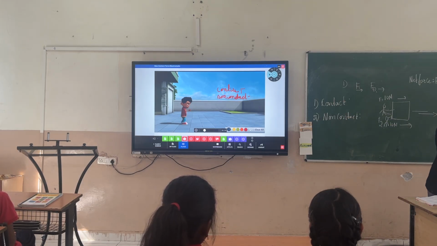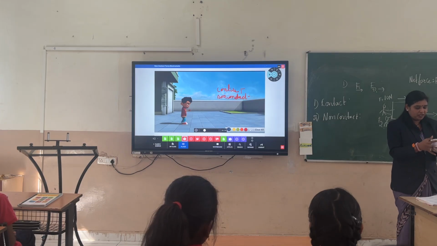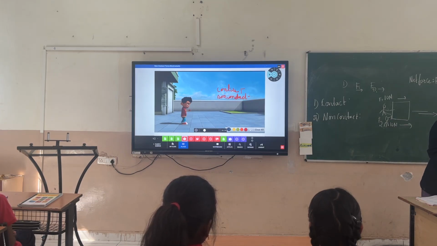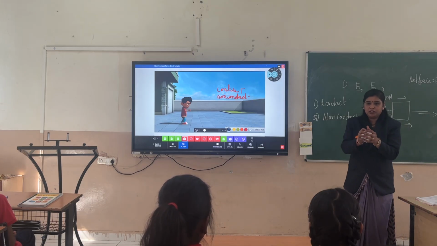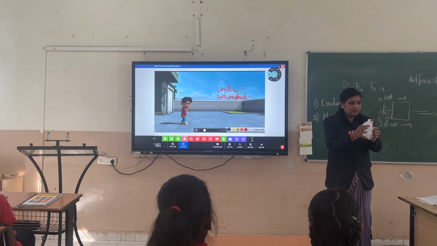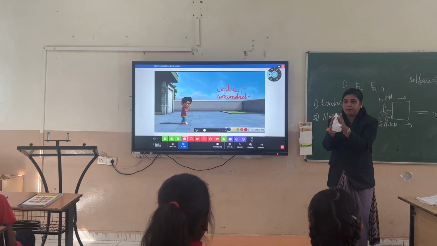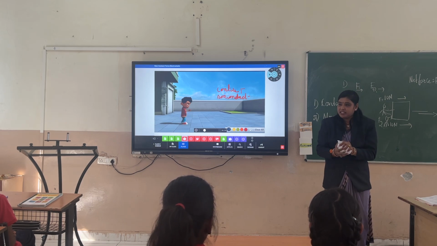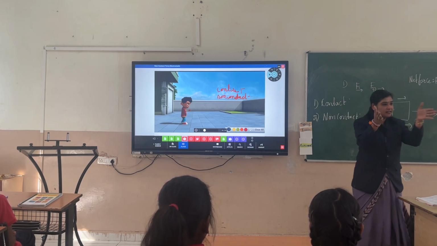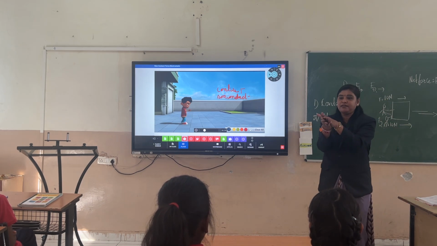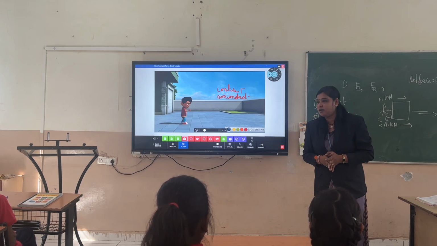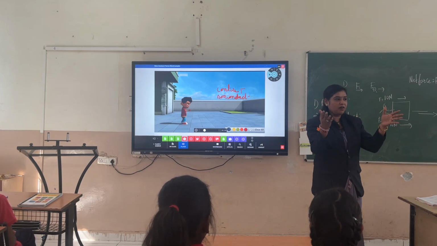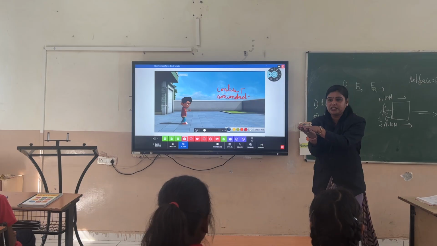Next one, I have this particular thing with me. Now what I am going to do is just rub it. What kind of force am I applying on it? Frictional force. When two objects are in contact, they apply force against each other. That is known as the frictional force. Why? Because the irregularities will interlock each other. They won't allow them to move freely.